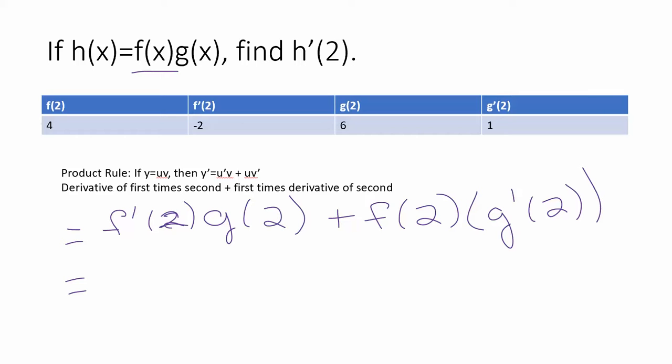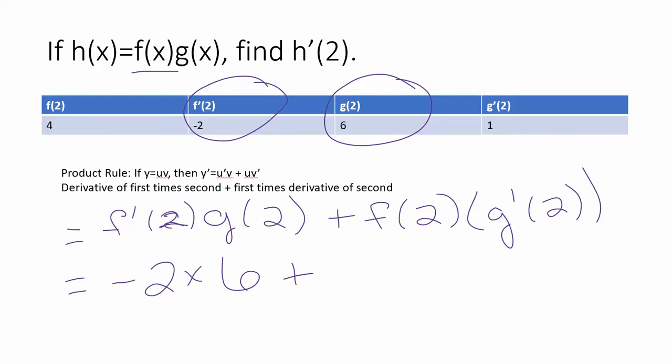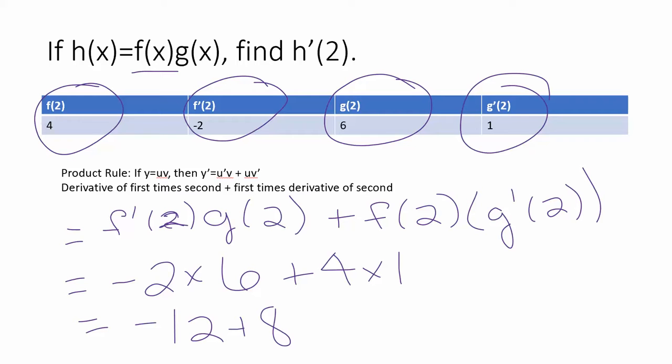Okay, so looking in my table, the first value I need is f prime of 2, which is negative 2, times g of 2, which is 6, plus f of 2, 4, times g prime of 2, which was 1. So negative 12 plus 4 is negative 8.